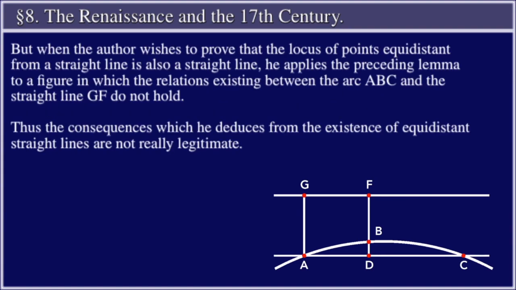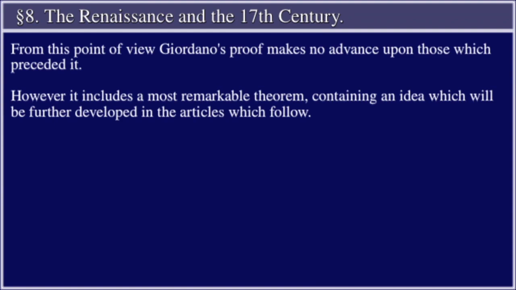But then the author wishes to prove that the locus of points equidistant from a straight line is also a straight line. He applies the preceding lemma to a figure in which the relations existing between the arc ABC and the straight line GF do not hold. Thus, the consequences which he deduces from the existence of equidistant straight lines are not really legitimate. From this point of view, Giordano's proof makes no advance upon those which preceded it.